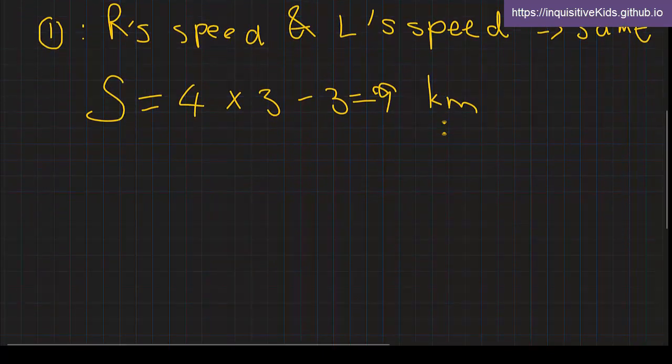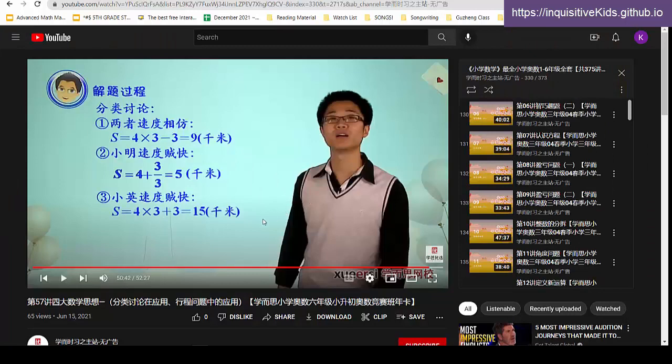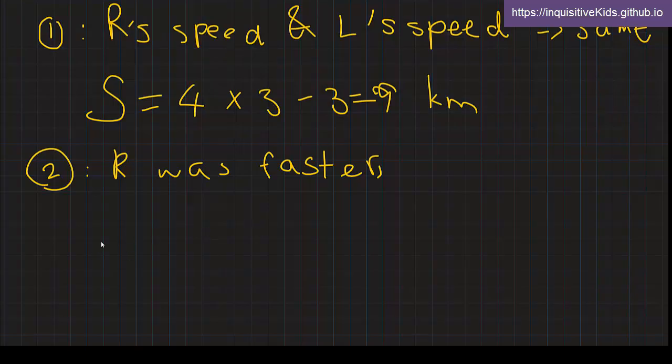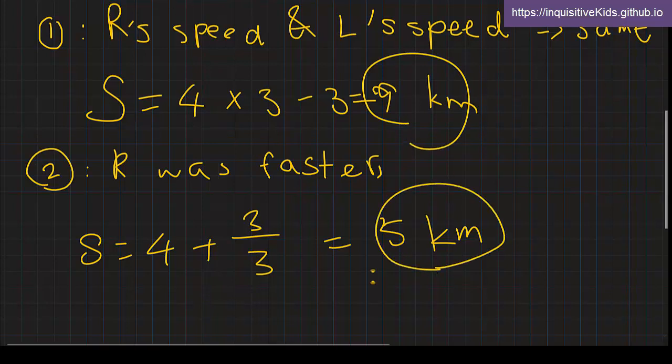But what if R's speed was faster? So let's say R was faster. If R had a larger speed, then what would happen? Well, S would be equal to 4 plus 3, which is equal to 7, minus... no: S is equal to 4 plus 3 out of 3, which is equal to 5. So S would be equal to 5 kilometers. I'm going to circle each of these because these are 2 different possibilities.